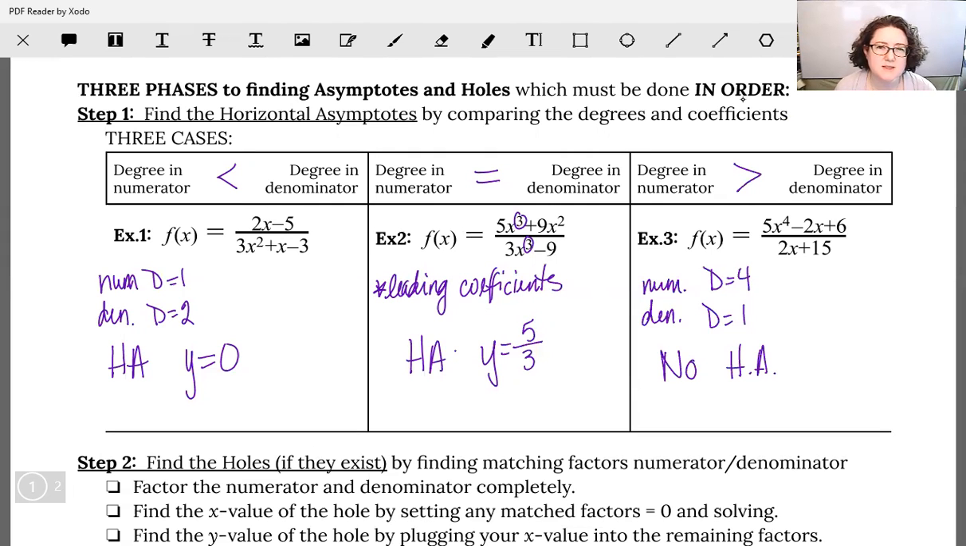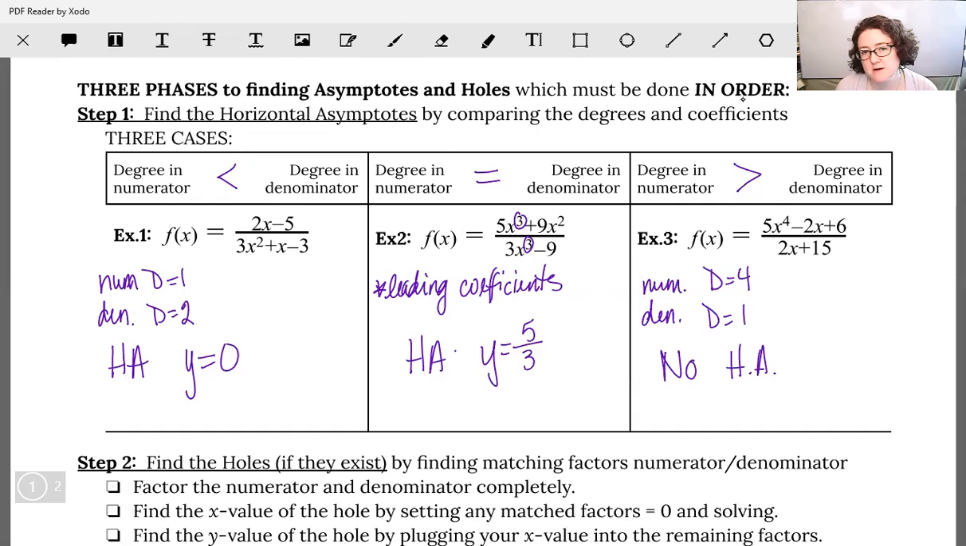Now, that being said, slant asymptotes aren't something that we're going to be working with in Algebra 2. Those are something that you might see in Algebra 3 trig and definitely in pre-calculus if you move on to those courses. So keep that in the back of your brain. There still could be an alternate asymptote, just not a horizontal asymptote.